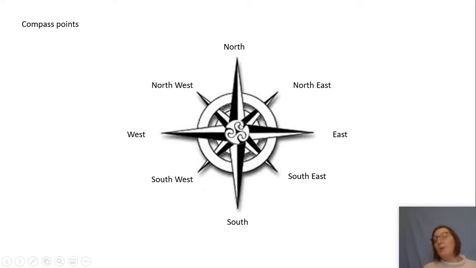Now, we use compass points, children, when we're looking at maps. Really important to show which way we need to go. They help us with direction. And when you're a weather reporter, you need to know what direction the weather is coming in and out of the country. So you will hear the weather reporters talking about these compass points because they'll be showing it on their map which way the weather bands are moving.